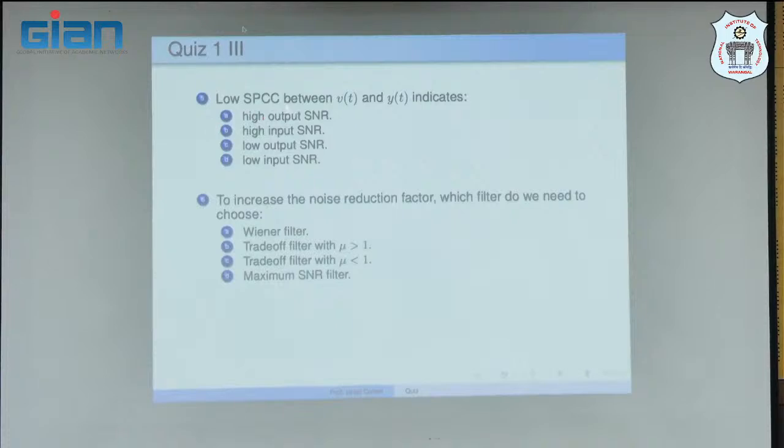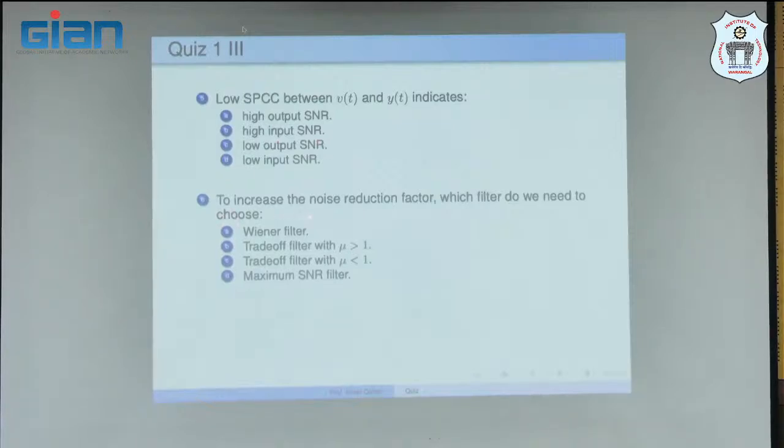5. Low SPCC between V and Y indicates A, B, C, D. B, let's think about it. The squared Pearson correlation coefficient, if it's low between V and Y, what does it mean? If it's low, it means that the noise is low. Okay? If the noise is low, it means that the input SNR is high. So it's B, high input SNR. Okay?